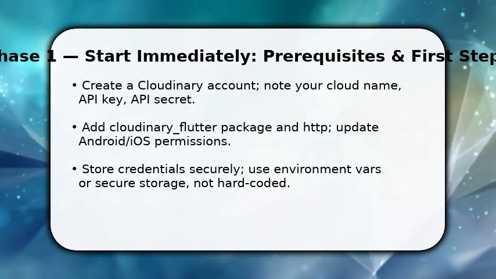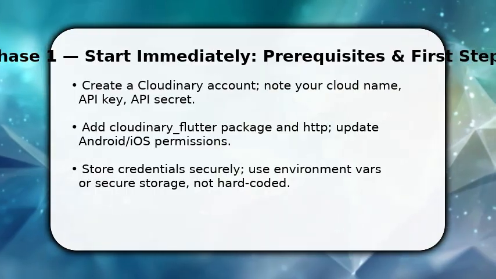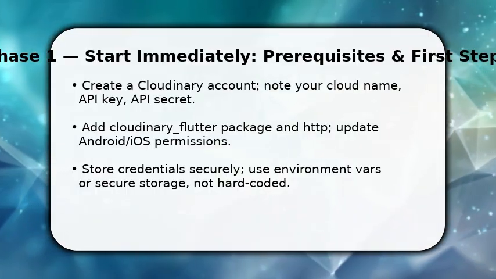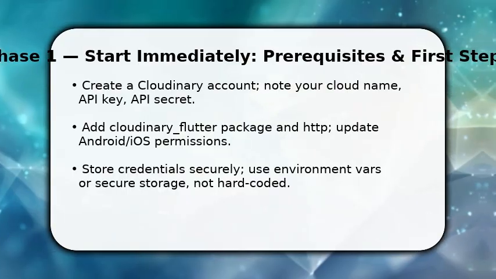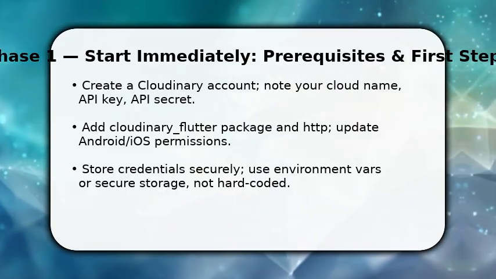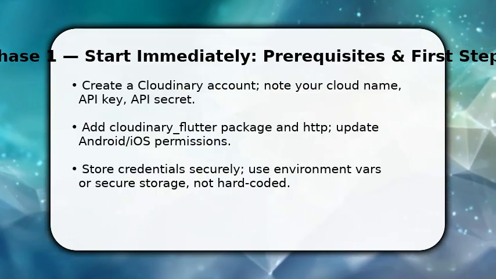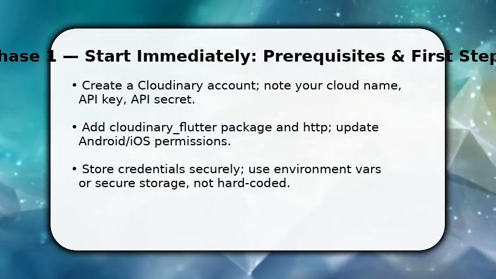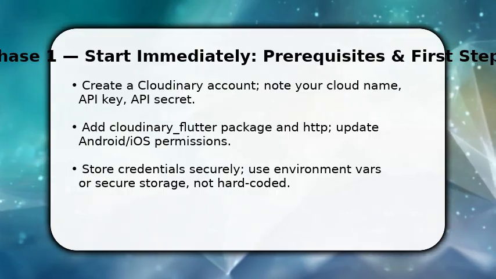You start by preparing essentials. Create a Cloudinary account and copy the cloud name, API key, and secret so you can authenticate. Next, add Cloudinary Flutter and HTTP to pubspec.yaml, and grant camera and storage permissions on Android and iOS.